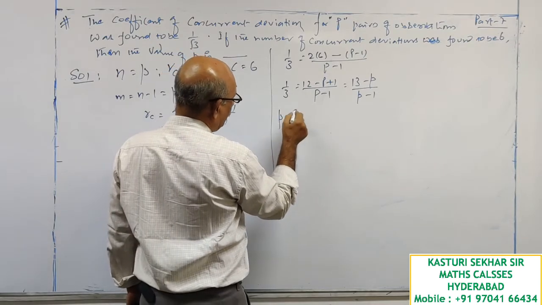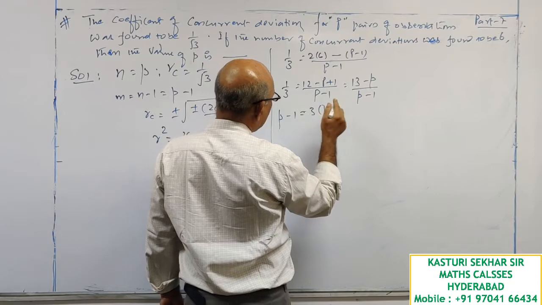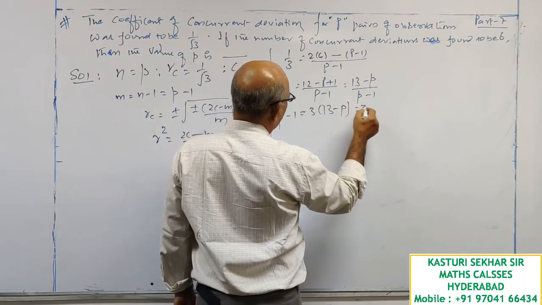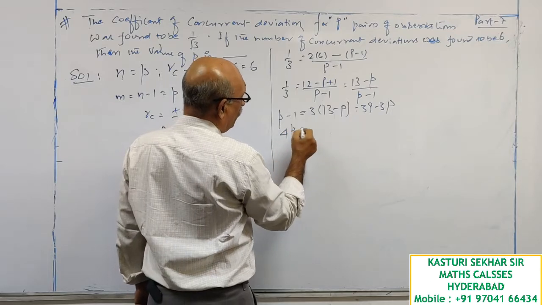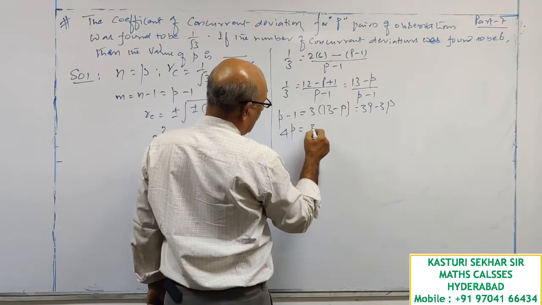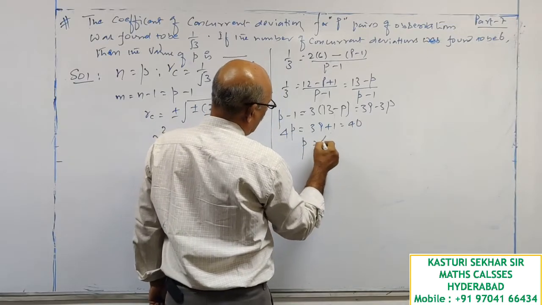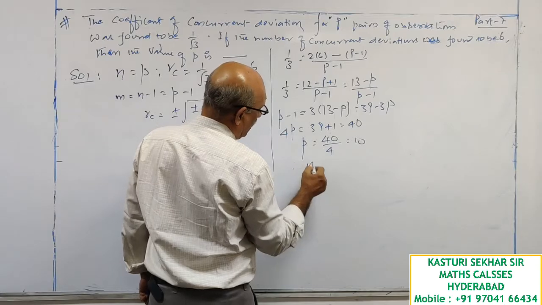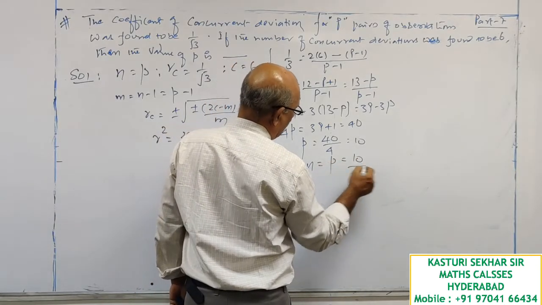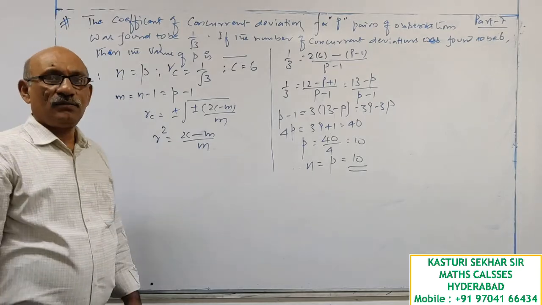Cross multiply. 3 into (13 minus p), 39 minus 3p. 4p is equal to 39 plus 1, 40. P is equal to 40 by 4, 10. Therefore, n is equal to p is equal to 10.